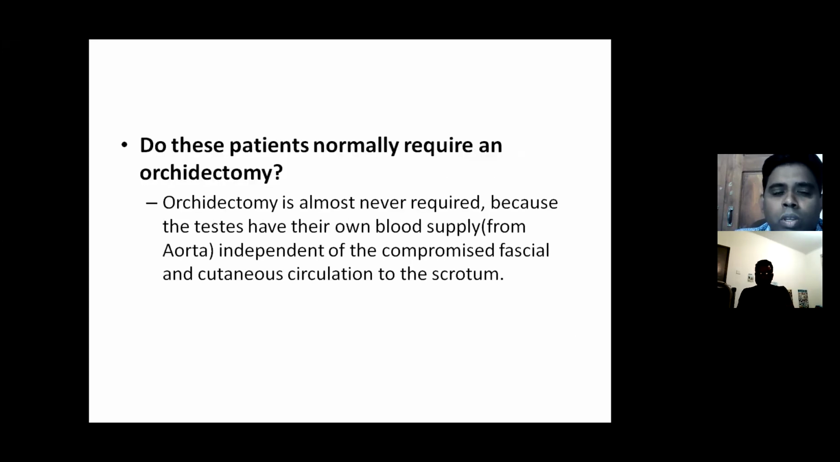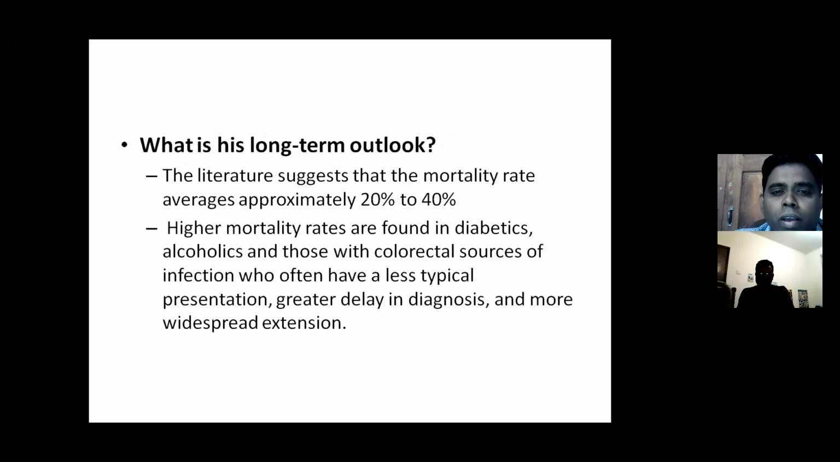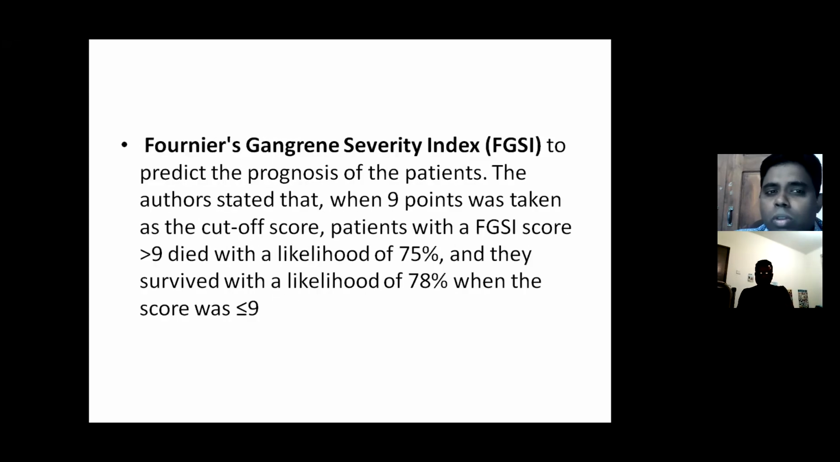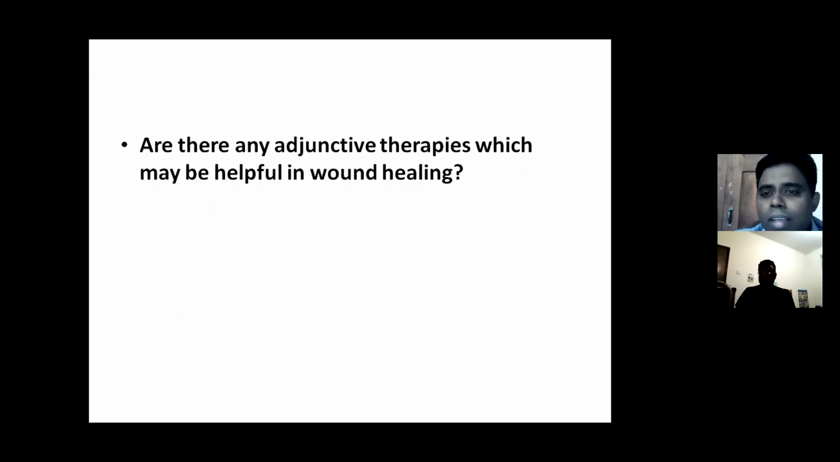Right. So you spoke about the long-term outlook and the Fournier's gangrene severity index. Any other adjuvant treatment? This is the last question. Any other adjuvant treatment which may be helpful in this patient, other than surgical debridement? I'm asking about post-surgical. Hyperbaric oxygen or vacuum-assisted closure may improve the healing process and the outcome. Thank you. Time's up.